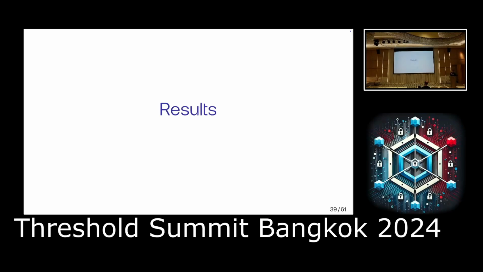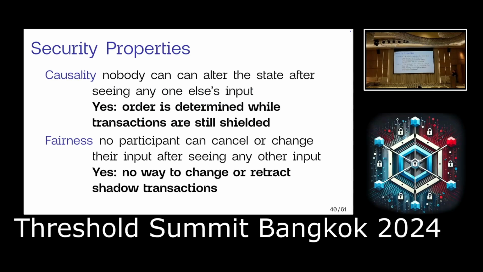The results we got from implementing and evaluating this project: are the security properties fulfilled? We argue that in principle, yes, because the transactions are ordered, and then the order is committed to before the transactions are revealed. So we should have causality in the presence of almost an arbitrary adversary. And we have fairness because it's not possible to change the shadow blocks, which are attached to regular blocks and contain encrypted transactions, after they've been finalized.